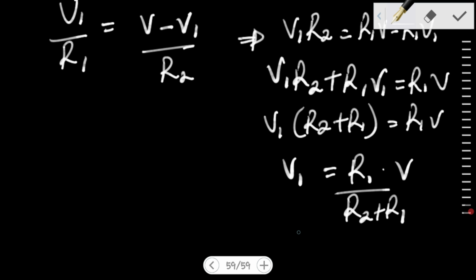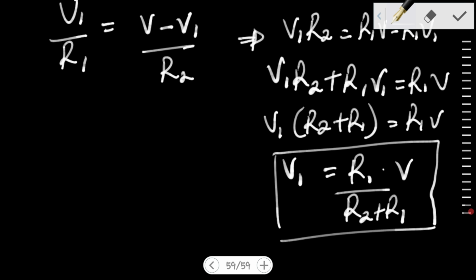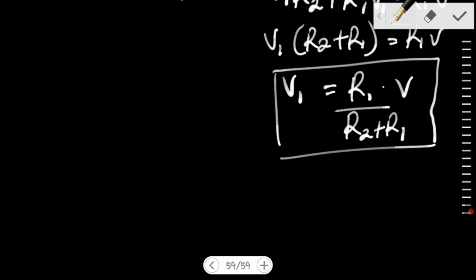This is how a series connection works. It is a voltage divider. Now let's also look at the parallel connection, and how it acts like a current divider, and what the changes are. We realize that V1 corresponds to R1 all over R2 plus R1, multiplied by the total voltage, or the PD.